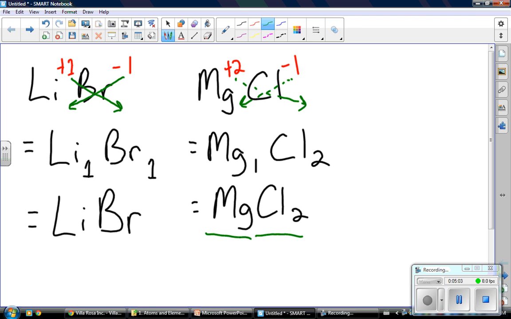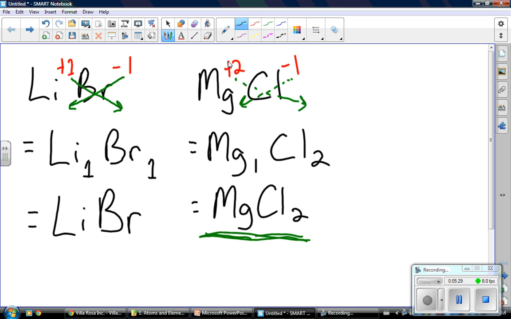But magnesium still wasn't happy because magnesium still had that extra electron. So magnesium had to go and find another chlorine atom. Gave away one to each chlorine atom. Both chlorines are happy. Magnesium is happy, but it took 2 chlorines for 1 magnesium. So that's what this is all about. These numbers here, it's the ratio that we need to make this compound. We need 1 magnesium, 2 chlorine.